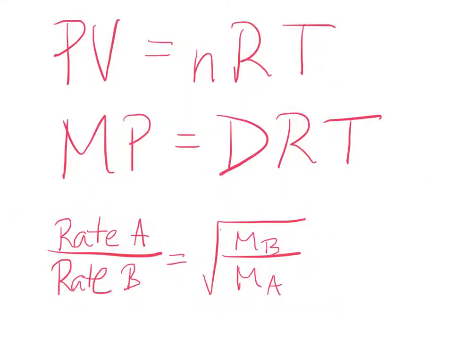Look over the three equations one more time that deal with ideal gases. First, the ideal gas law, PV equals nRT. Second, the density of gas is found by MP equals dRT, where big M is molar mass, and d is density, which can be substituted with mass over volume. And finally, Graham's law of diffusion, where the ratio between the two gases is defined as the square root of the inverse of the molar masses of the two gases.